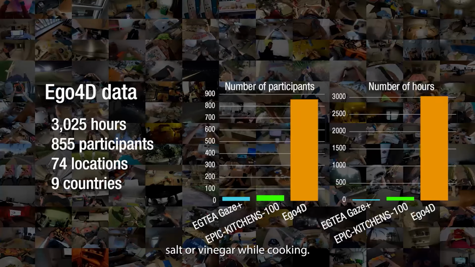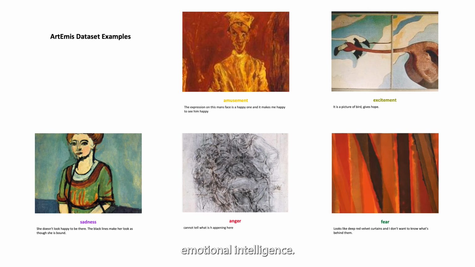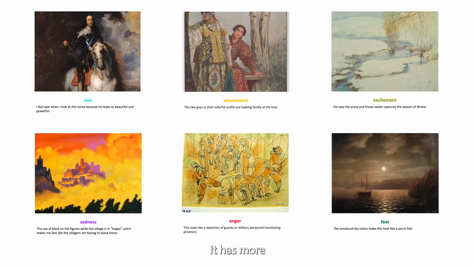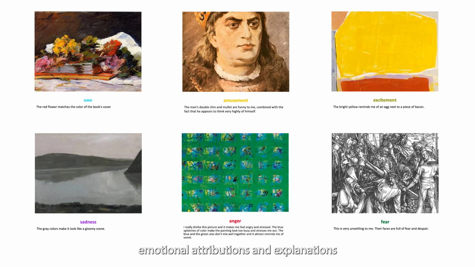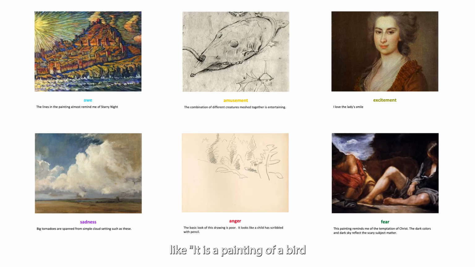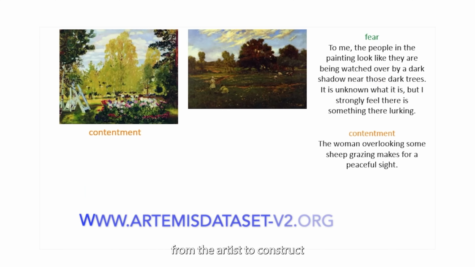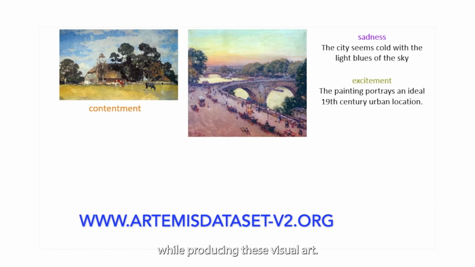The ArtEmis dataset of 2021 introduced a step towards enabling machines to comprehend emotions better and increase social acceptance of AI, decreasing the gap between human and machine emotional intelligence. It has more than 450,000 emotion attributions and explanations on more than 80,000 artworks, like "It's a painting of a bird that gives me hope." We focus on artworks since there is typically an intention from the artist to construct an emotional experience while producing this visual art.